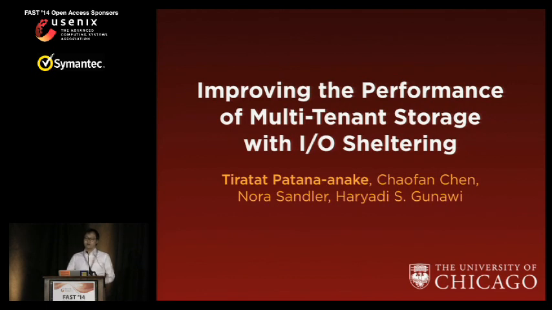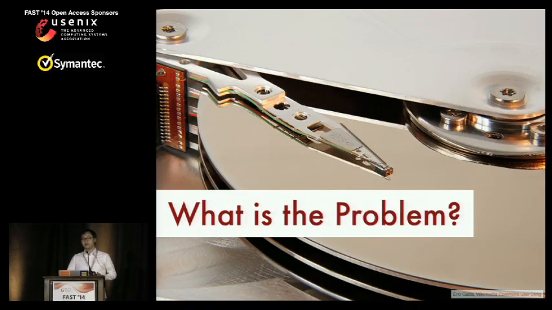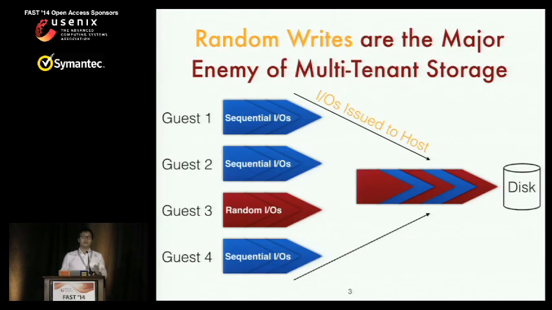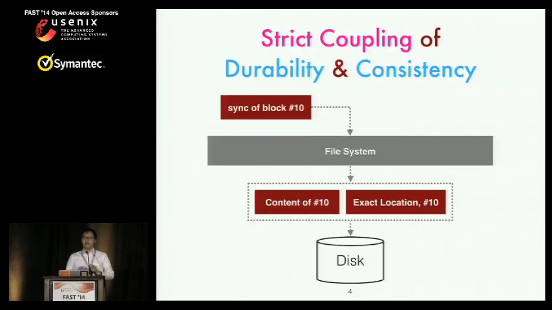So first, let's talk about the problem. The problem that we have here is that random write does too many random seeks. The prime example of this is Amazon EC2 ephemeral storage, which is left unused because of this issue. So why are random writes bad? In our opinion, it is bad because of the strict coupling of durability and consistency.